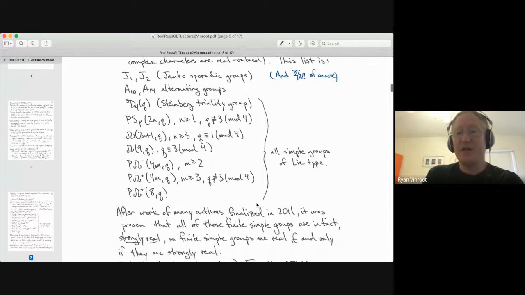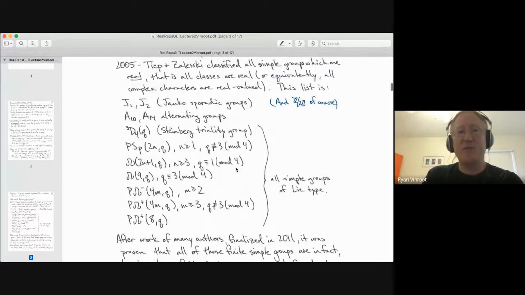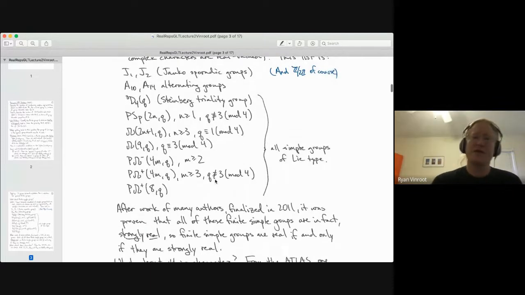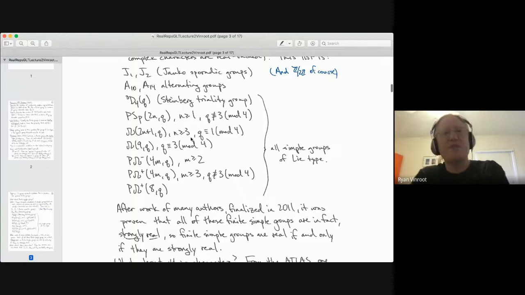And I said strongly real. That's a bit of a spoiler, but for the 5 to 6 years after this paper, there were a lot of authors who said, okay, which of these are strongly real? And it turns out all of these real simple groups are strongly real. So kind of a surprising result for finite simple groups is that every element is conjugate to its inverse if and only if every element is conjugate to its inverse by an element which squares to the identity.